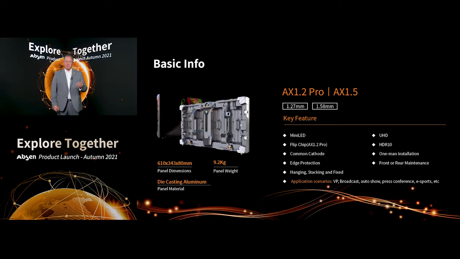So, again, we speak about mini LED. We can achieve UHD resolution. For the AX 1.2 Pro, we have flip chip technology. Doesn't matter which kind of pixel pitch, it comes with HDR and common cathode to save energy. Less energy means lower temperature, and it also means higher brightness. So those are all advantages for picture quality.